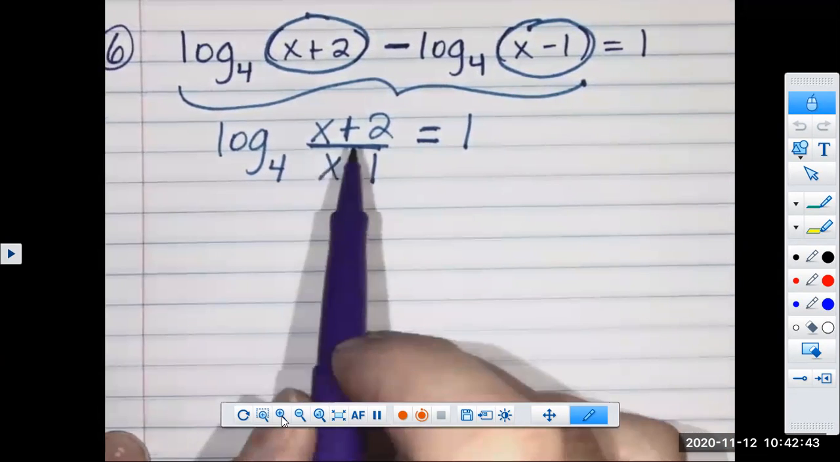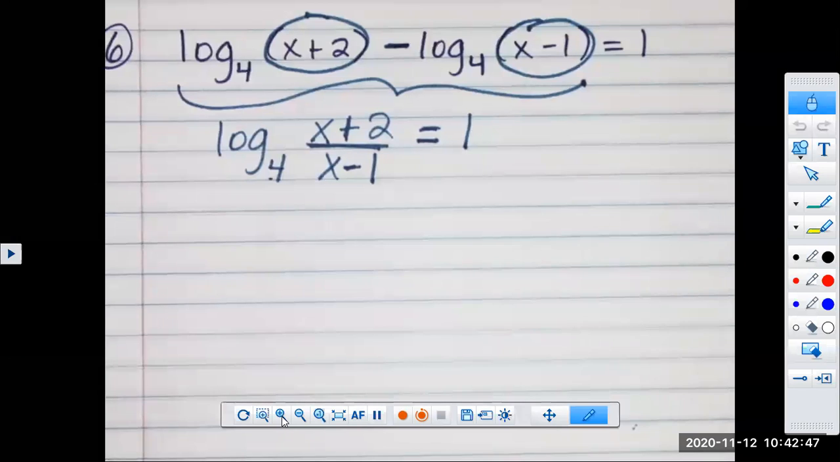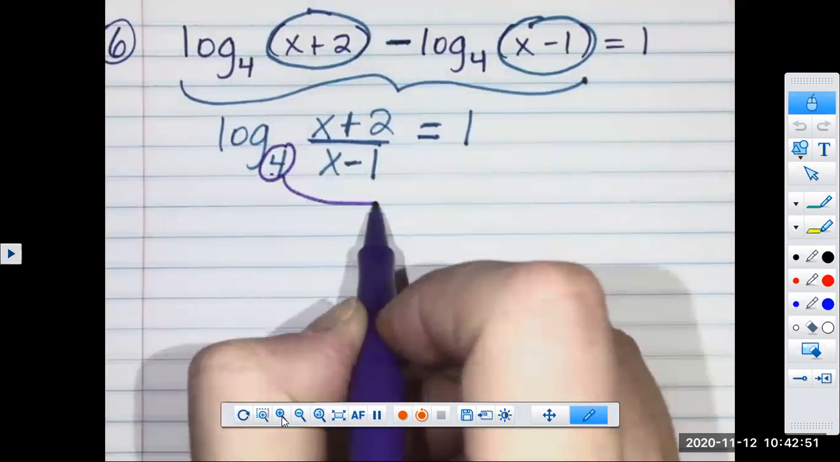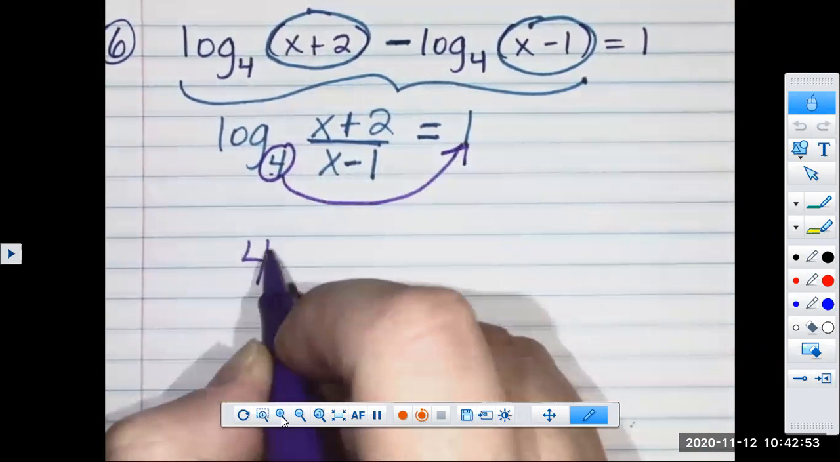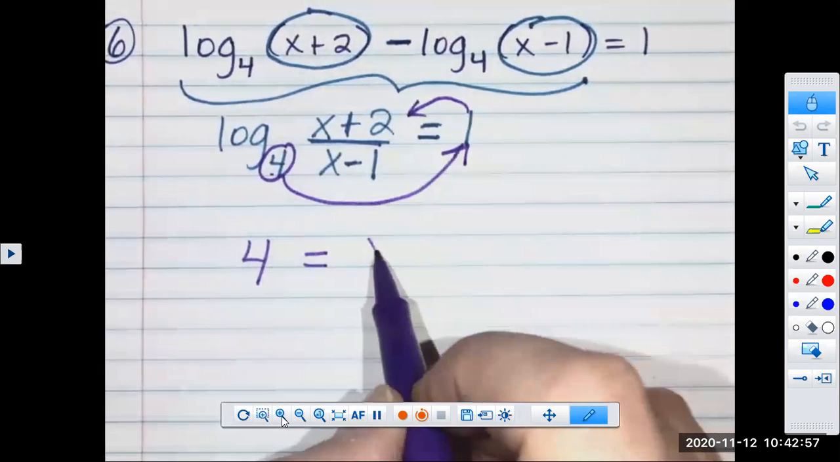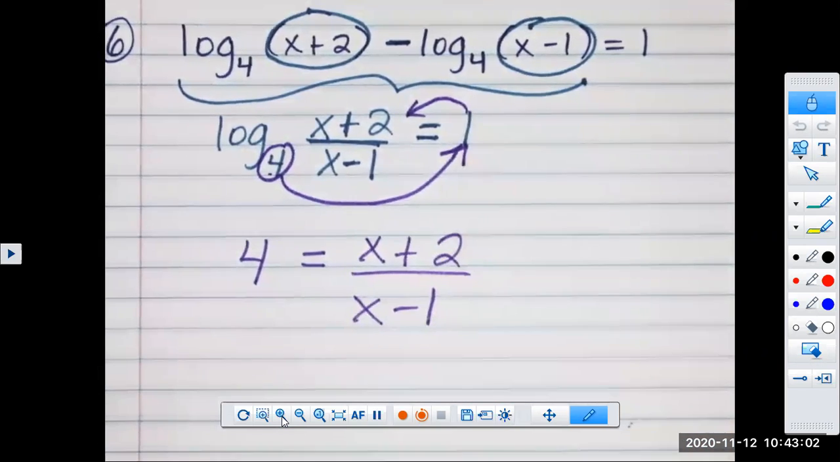Now that we have it in this form, log base of stuff equals a number, from this step, you convert it to exponential form. So 4 to the first power, which is just 4, is equal to x plus 2 over x minus 1.